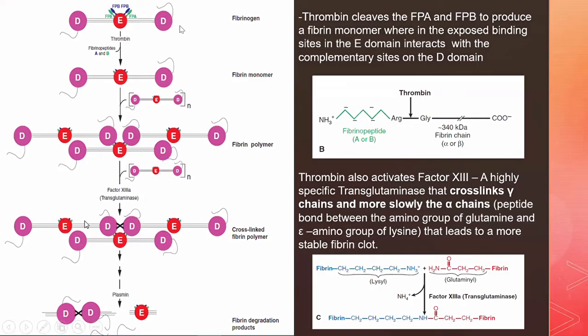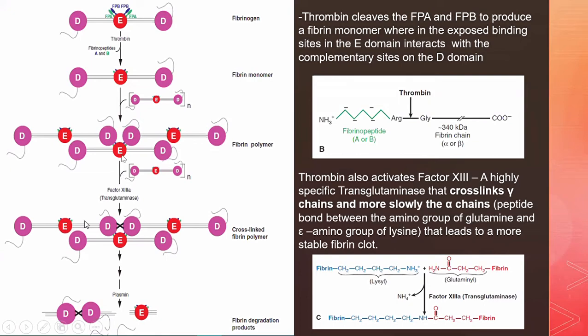So your thrombin will cleave your FPB and your FPA via the arginine glycine bond. Once na-cleave na yan, yung specific region dito ng ibang fibrin will bind to the exposed areas ng E-domain ng ibang fibrinogen. And imagine magsa-stack up yan sila. Ganyan. Diyan.